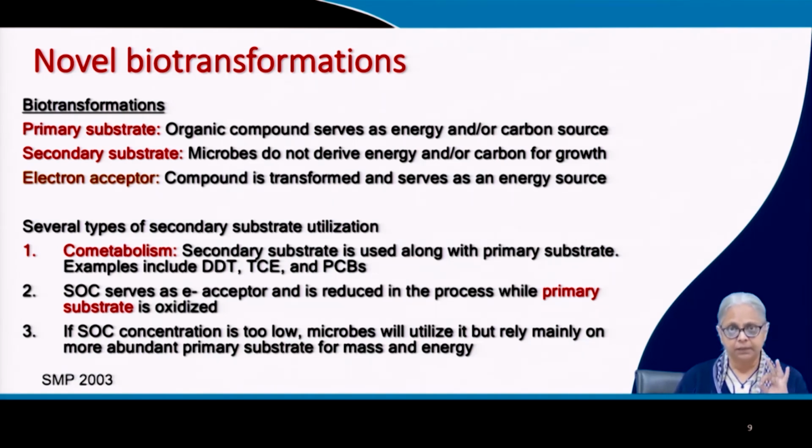So, there are three types of secondary utilization. First is co-metabolism. Co-metabolism is when the secondary substrate is used along with the primary substrate. So, you can have DDT, TCE, trichloroethylene and polychlorinated biphenyls.